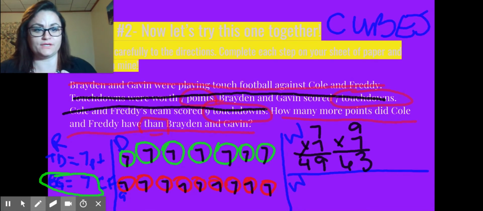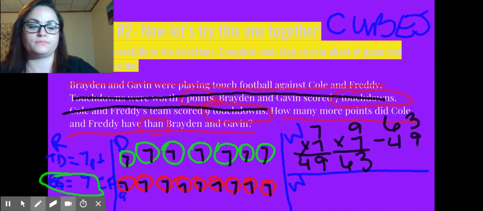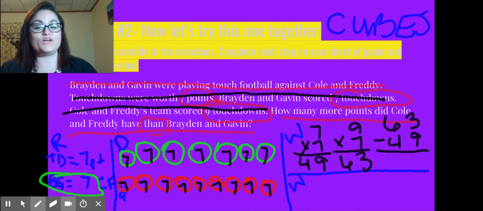I don't think so. Let's go ahead and see what our question is asking us. The question says, how many more points did Cole and Freddie have than Braden and Gavin? The word more means I need to subtract. But I don't have any subtraction sentences over here, so I can't be done yet. Let's go ahead and take our totals and subtract. Make sure that you write your larger number on top and the smaller number on bottom. Line up your place values. Go ahead and subtract.